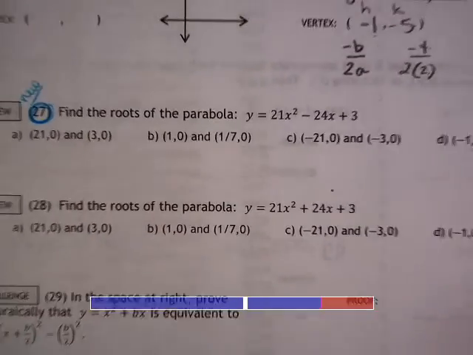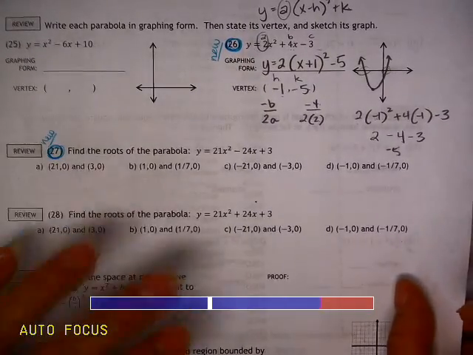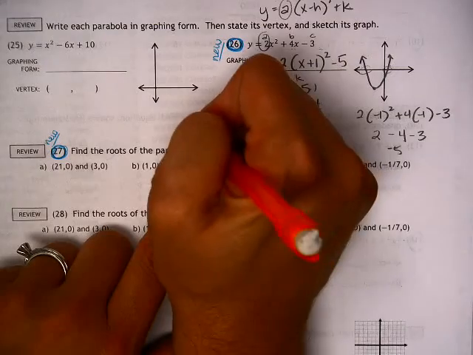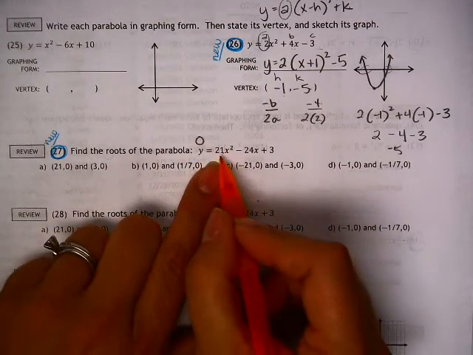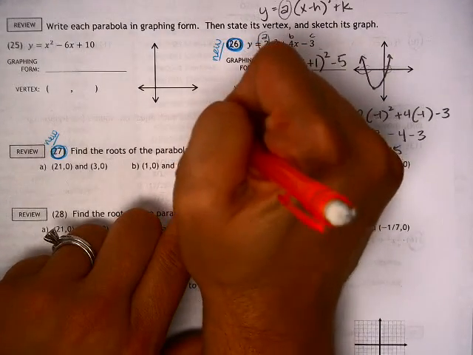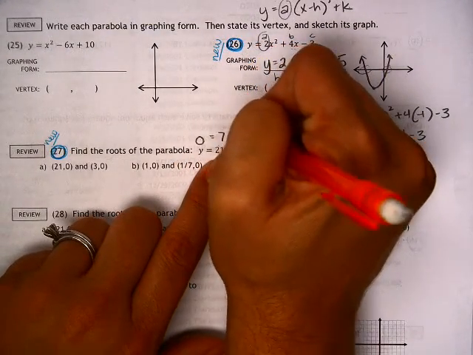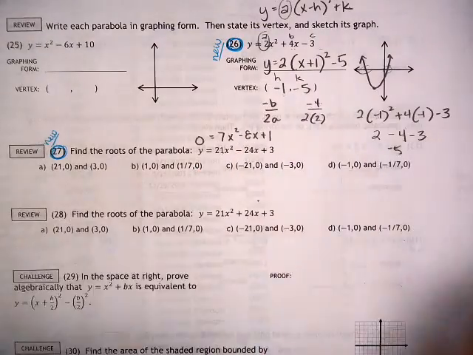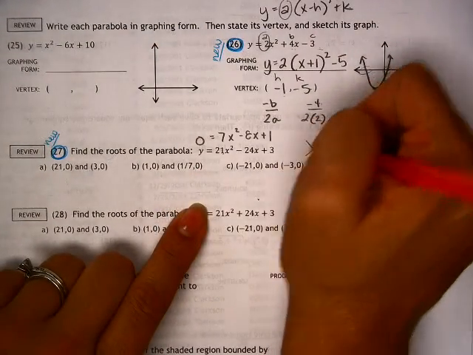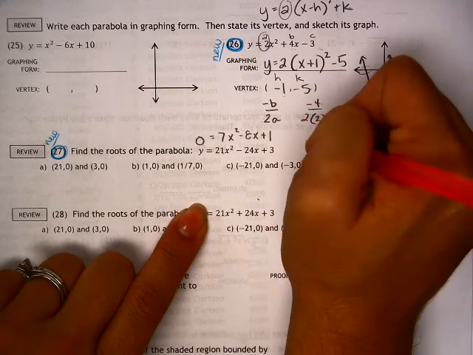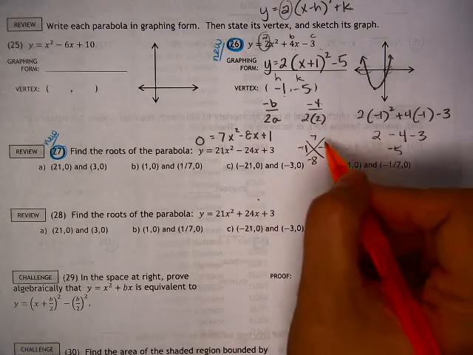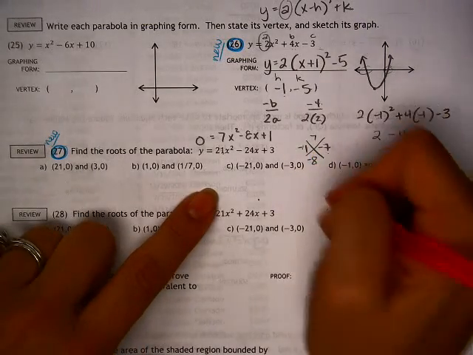Let's look at number 27, finding the roots. Finding the roots means that we need to set it equal to 0. And in this case here, I see that 3 goes into all of them, which should make this nicer. So this is going to be a little bit easier to factor. I use my diamond. I have 7 and negative 8, so negative 7 and negative 1 multiply to get a positive 7, and they combine to get a negative 8.